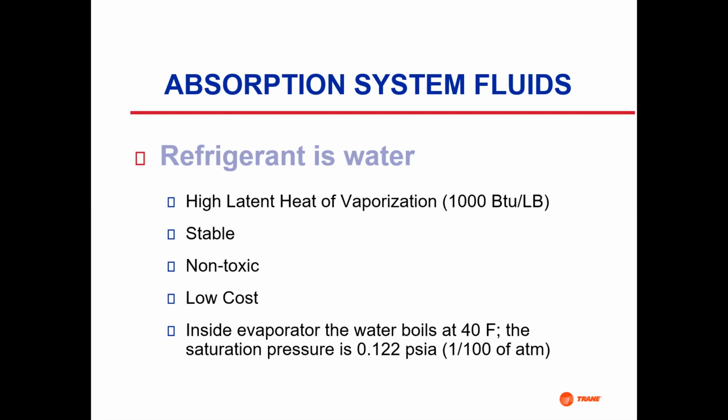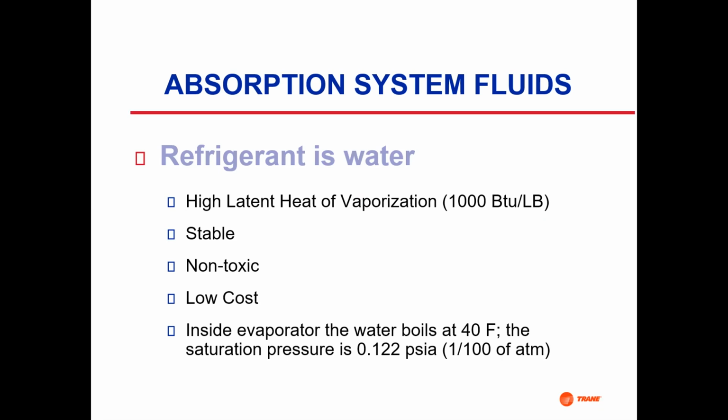Water is really good for heat transfer. It has a high latent heat of vaporization, nominally 1,000 BTUs a pound, which is a bunch of energy for a pound of fluid. When you do the phase change, either you condense it and pull out 1,000, or if you boil it away, you have to put in 1,000. It's stable, non-toxic, and low cost.